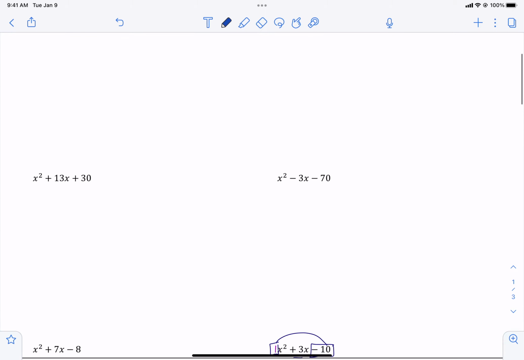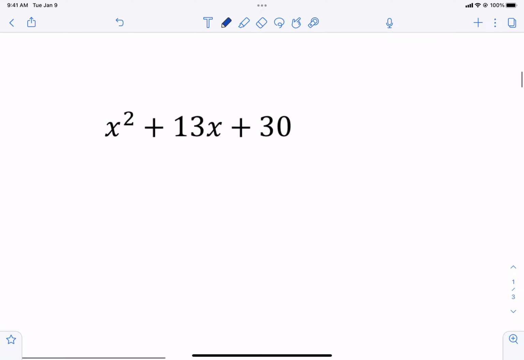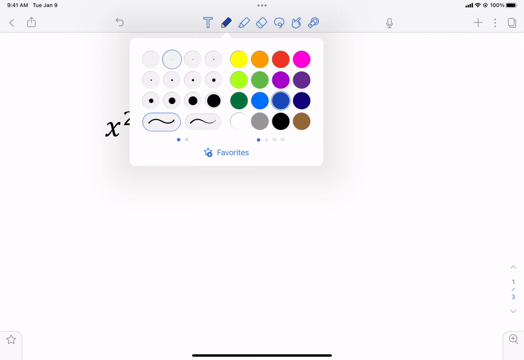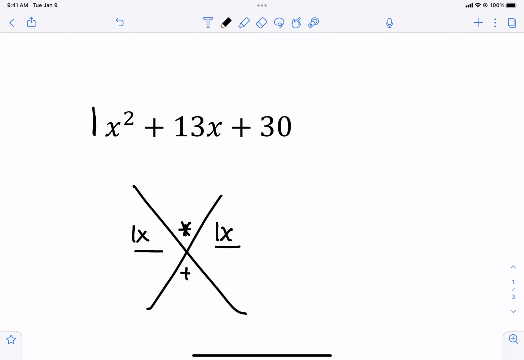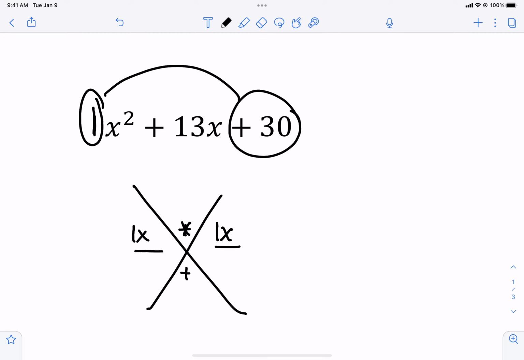Let's try to do another one. How about this one over here? So copy this one down onto your paper. Remember there's a 1 in front here. So when I set up my x, I'm going to have a multiplication sign and a plus sign. I'm going to have my fractions. I know I'm going to have 1x on top of the fractions. And then to get my top number, I'm going to take 1 times positive 30, and that's going to give me a positive 30. And then I'm going to take whatever this middle number is. This one is a positive 13, and I'm going to put that down here.